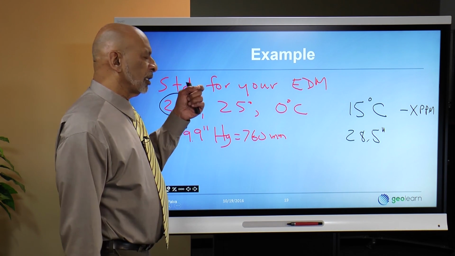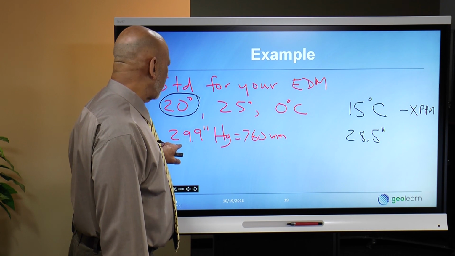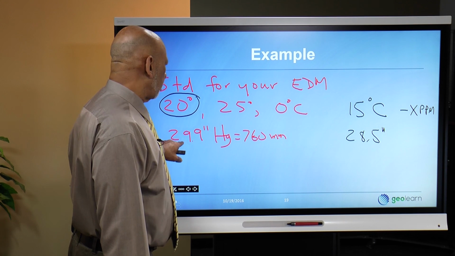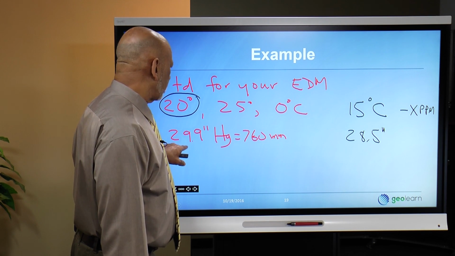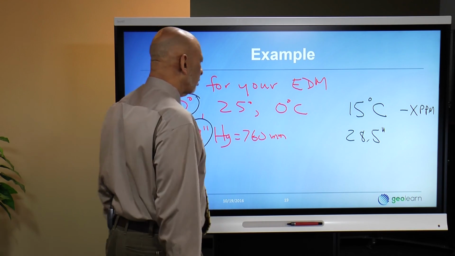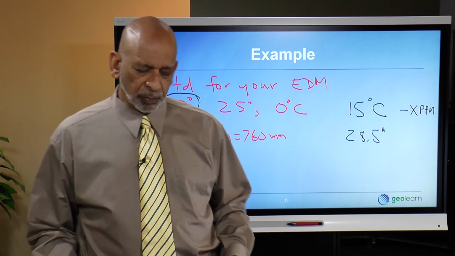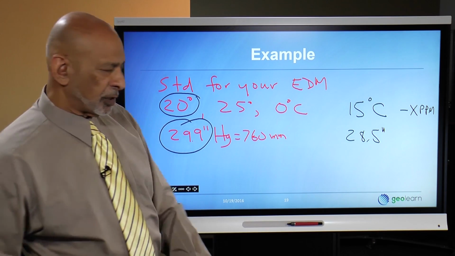But just for temperature alone, that would be the case. Now let's look at pressure. The standard pressure is 29.9, and that's what the standard is for this particular EDM. You are using it at 28.5.